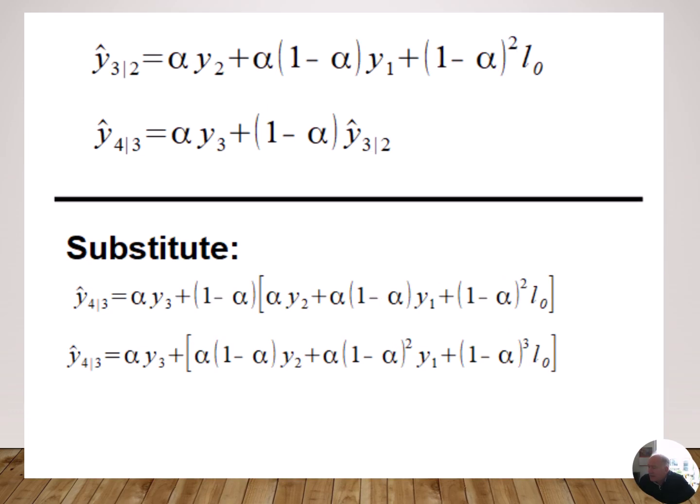Then if we go down to the next value, at 4 we plug in for 3. What we end up with is alpha y3, plus alpha times 1 minus alpha y2, plus alpha times 1 minus alpha squared y1, plus, sorry, there should be another alpha in here, 1 minus alpha to the third times our original value.